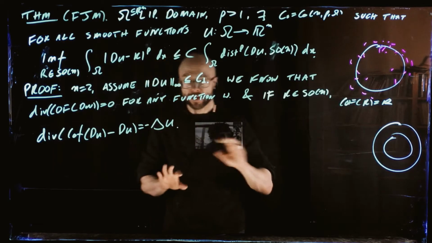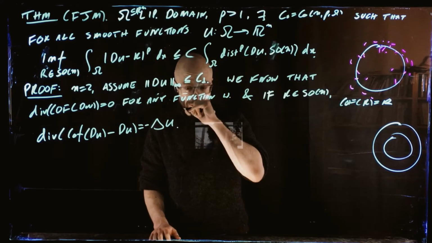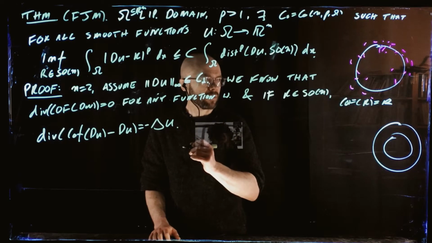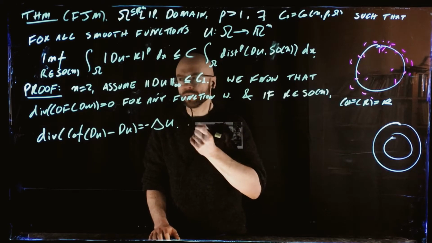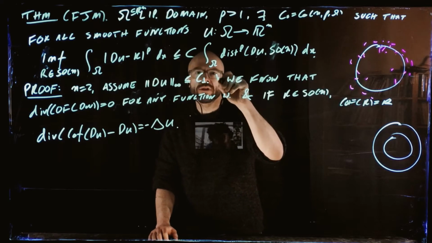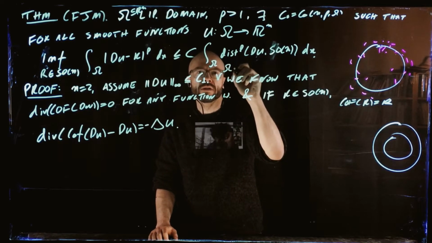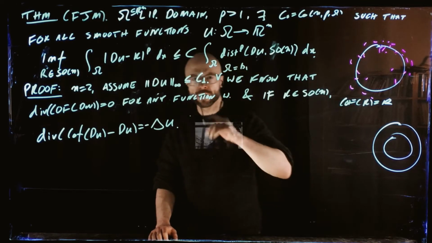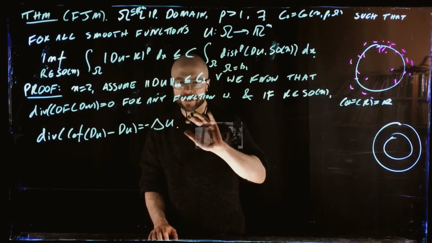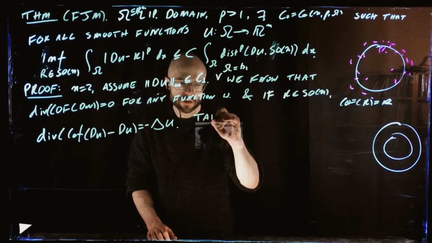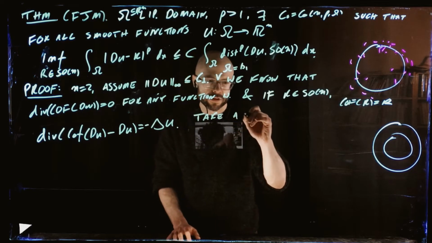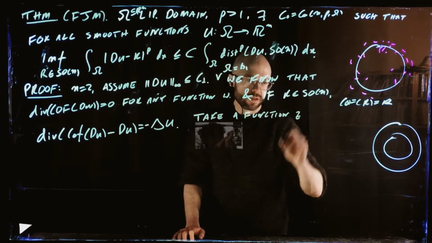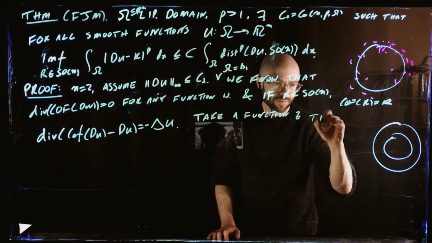So we're going to do the following. We're going to make our domain very convenient. Let's make it just a ball. So Omega is just a ball, just so that we have a nice boundary. And then take a function z that solves the following.